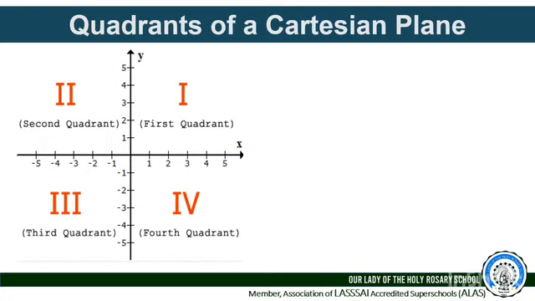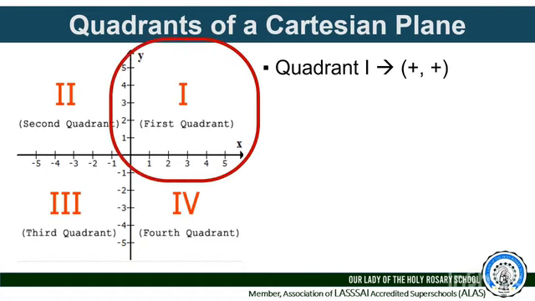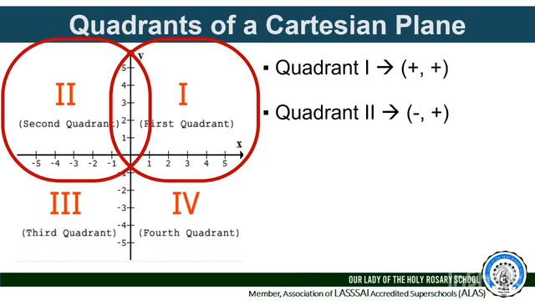Now, let's proceed to quadrants of the Cartesian plane. So, our Cartesian plane can be divided into 4. We call these quadrants. The first quadrant, which is in this area, has positive coordinates. The x is positive and y is also positive. In quadrant 2, this part, we have negative, positive. The value of x is negative from the horizontal line, and then the value of y is positive, as you can see in our figure.